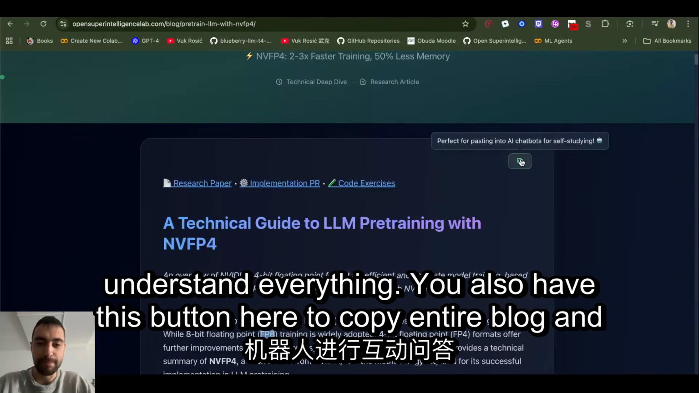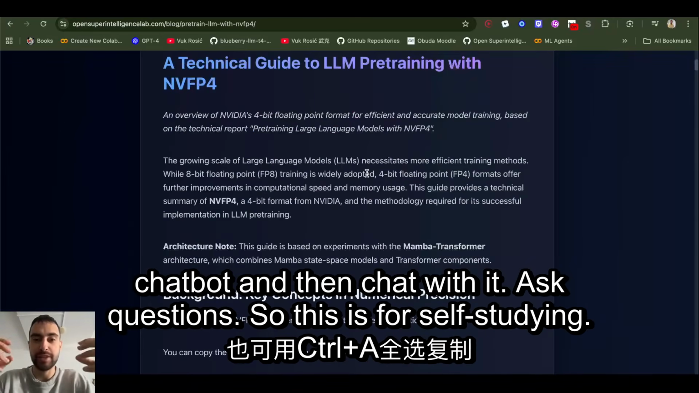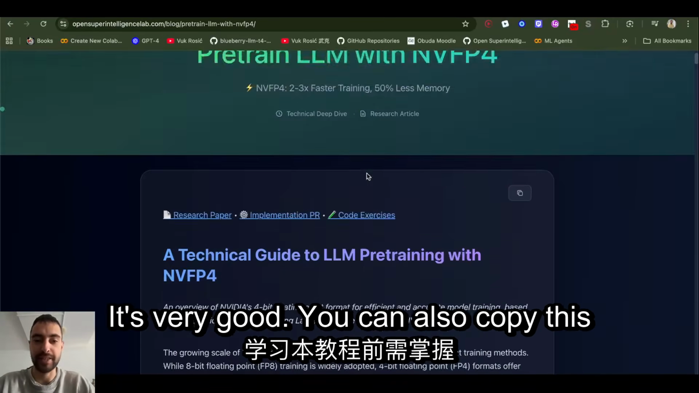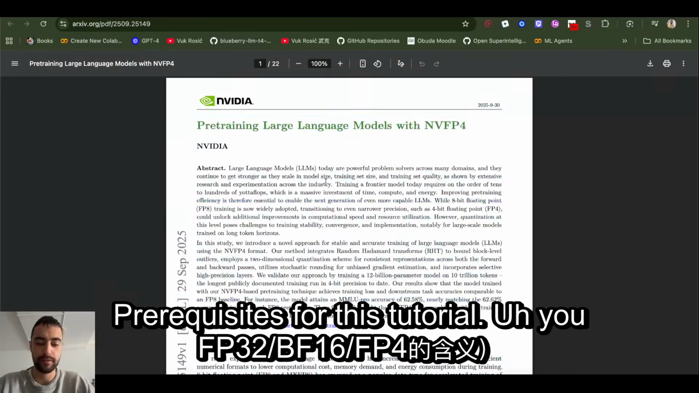You also have this button here to copy the entire blog, and you can paste this into ChatGPT or some chatbot and then chat with it, ask questions. So this is for self-studying. It's very good. You can also copy this with Control-A and copy everything.